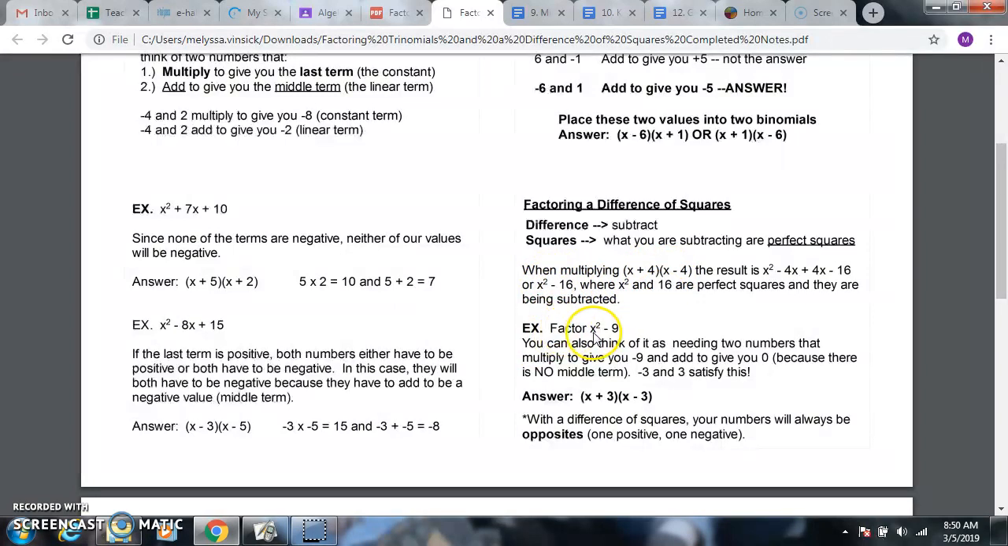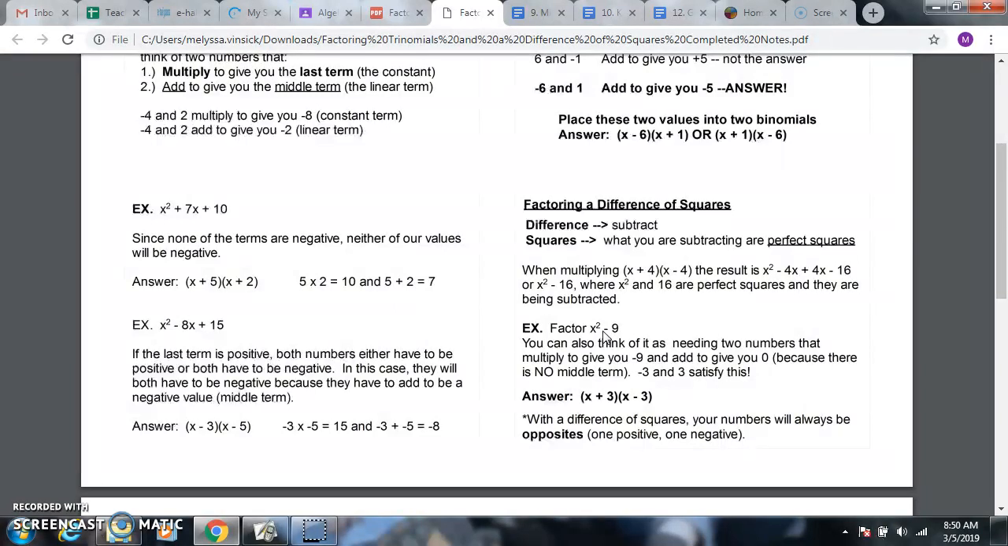So if I want to factor x squared minus 9, because it's only a binomial, I cannot do what we were just doing in the last couple examples. It's only a binomial, so I can't look for the numbers that multiply to give you the negative 9 and then add to give you your middle term, because I don't have a middle term here. So this is different than the last ones.